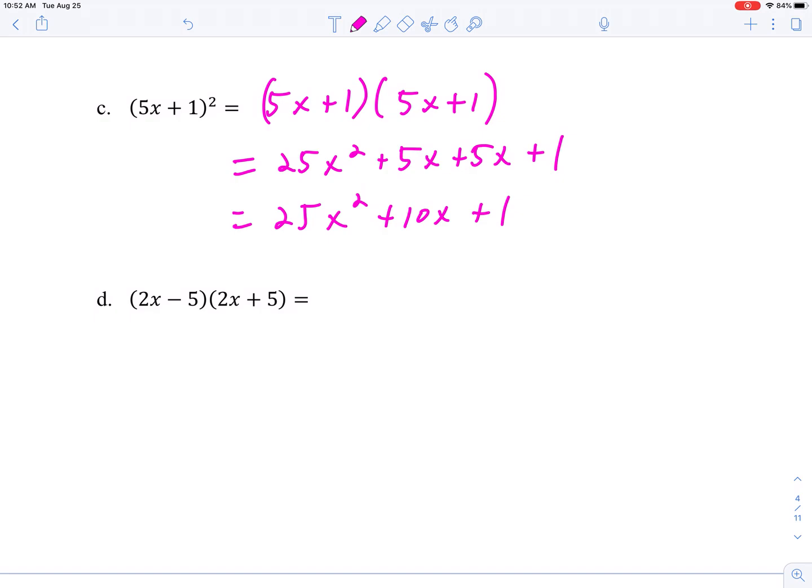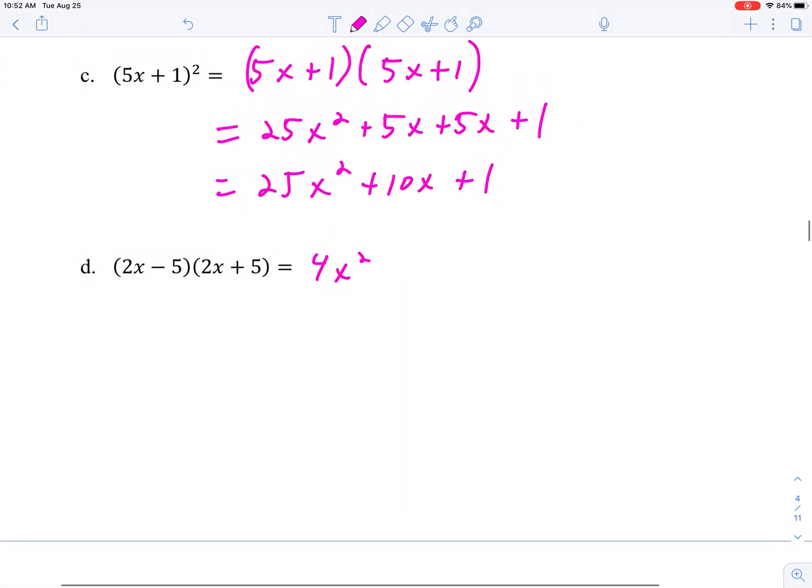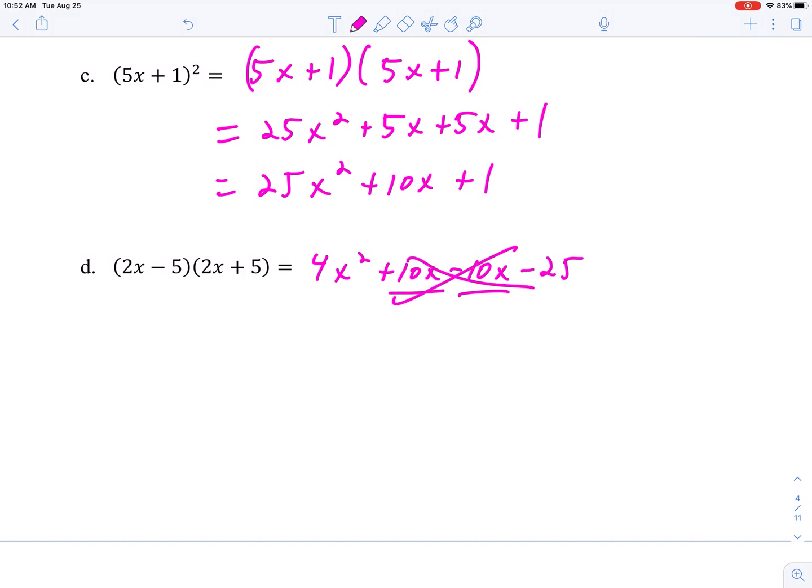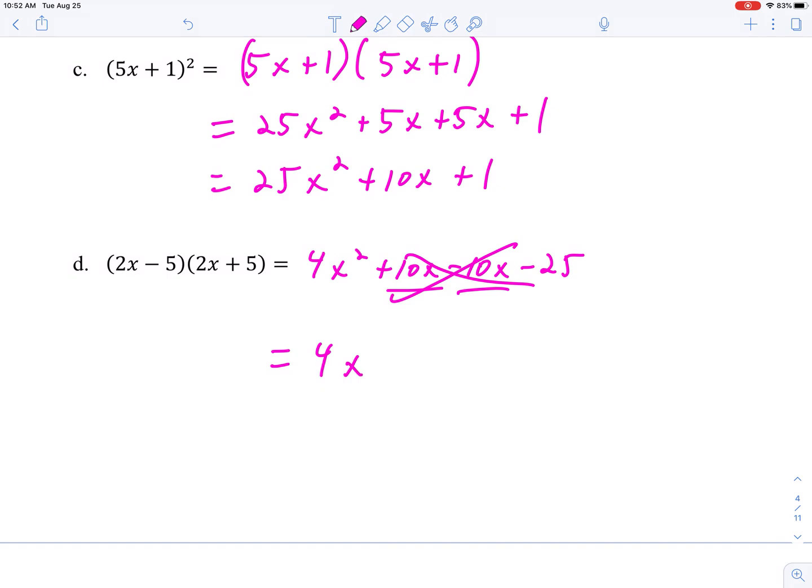But what you're going to find out, and let me show you here. If we do first times first, we'll get 4x squared. Outside would be 10x. Inside would be negative 10x. And the last would be negative 25, right? But look what happens here. We have 10x minus 10x. That's 0. So the answer is 4x squared minus 25.